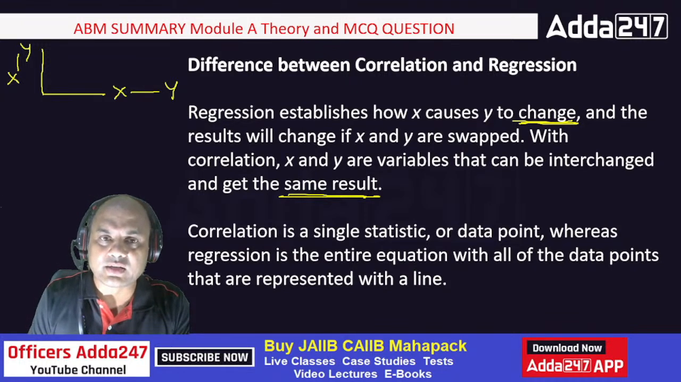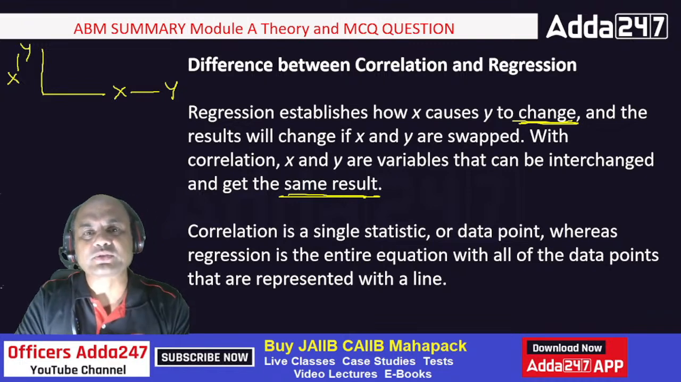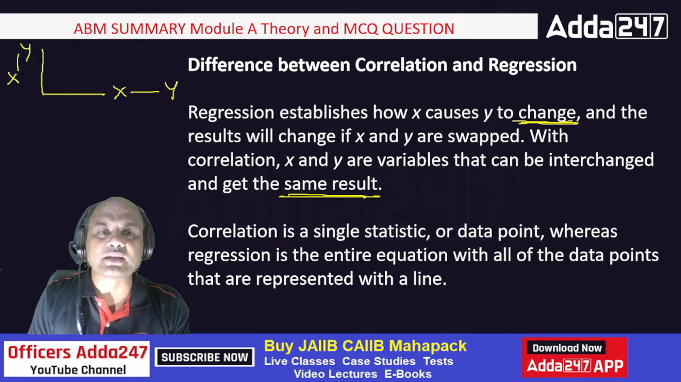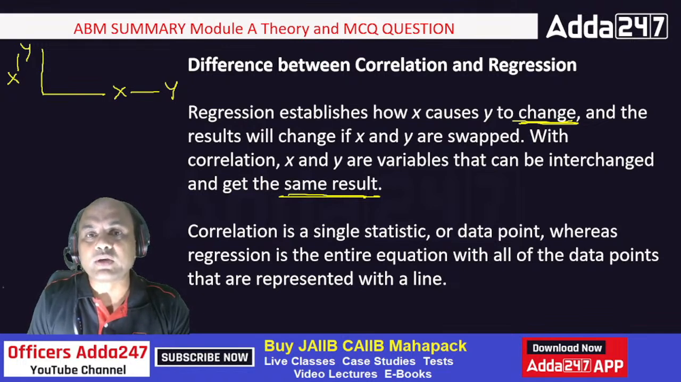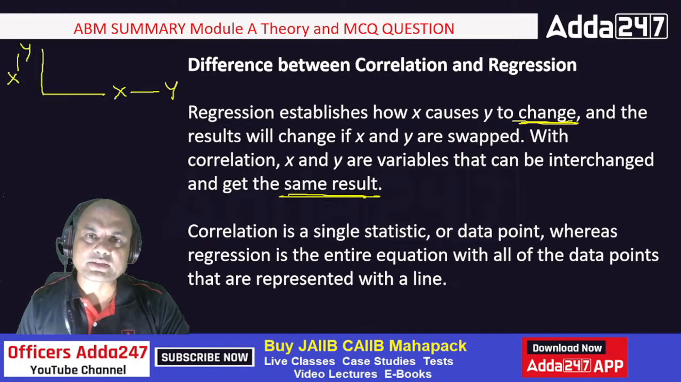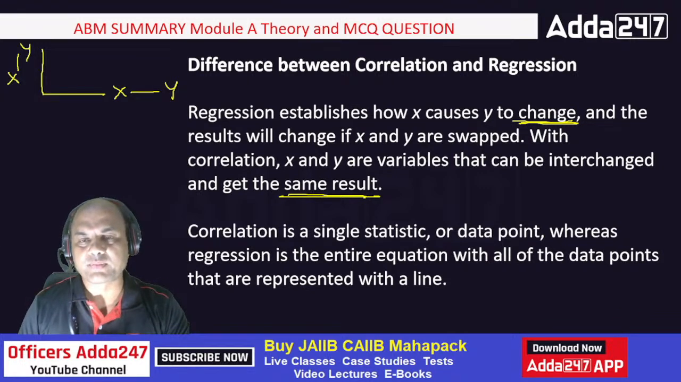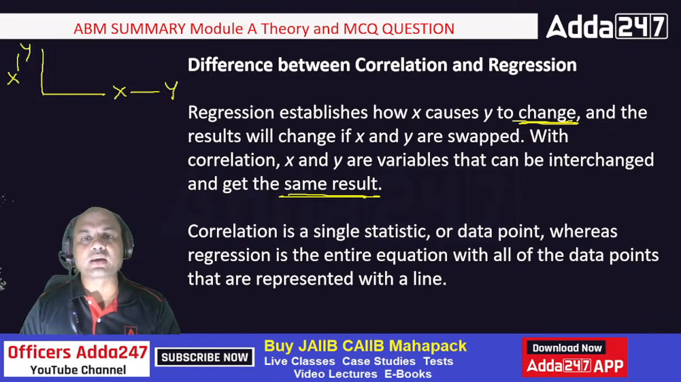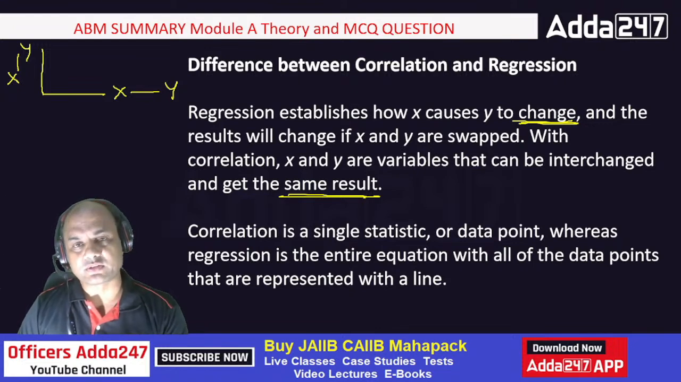Simple? Clear everyone? So now let me ask you a question. Suppose I am having 1 x and 1 y. So that will lead to what? Correlation or regression? Type fast. It will lead to 1:1. So it will be correlation, right?